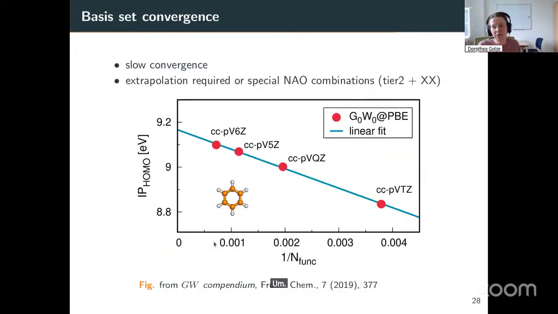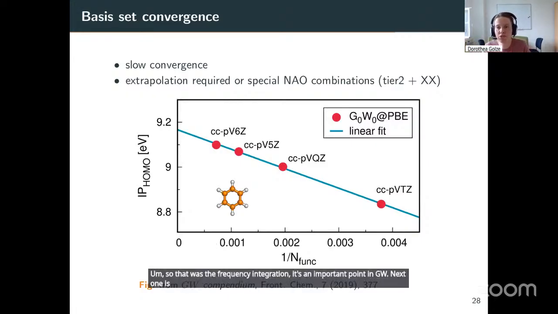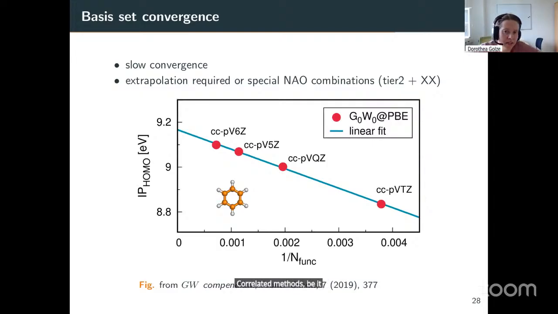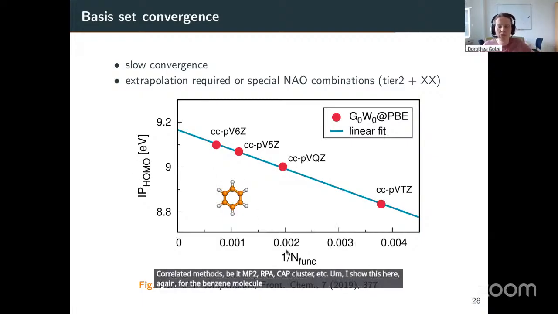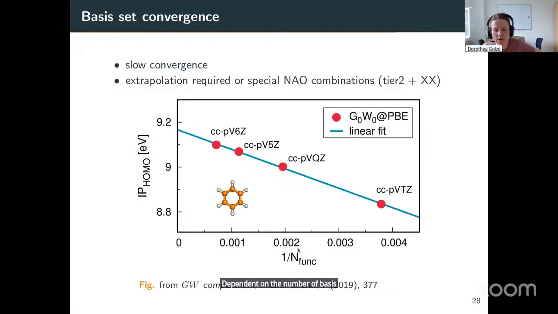So that was the frequency integration. It's an important point in GW. Next one is basis set convergence. It's usually slow as for all correlated methods, be it MP2, RPA, coupled cluster, etc. I show this here again for the benzene molecule. For the HOMO level, I plotted basically this HOMO ionization potential dependent on the number of basis functions or inverse of the number of basis functions.